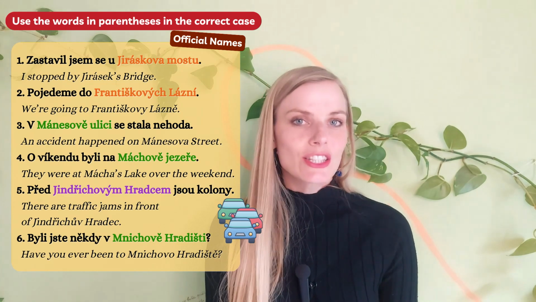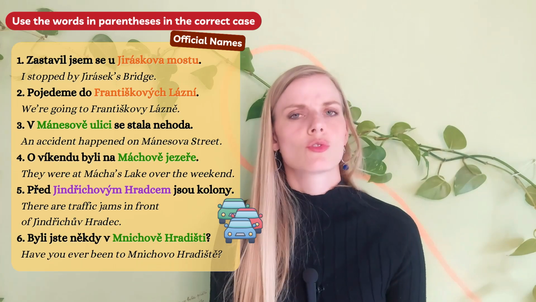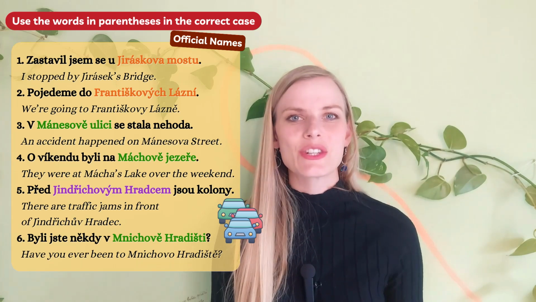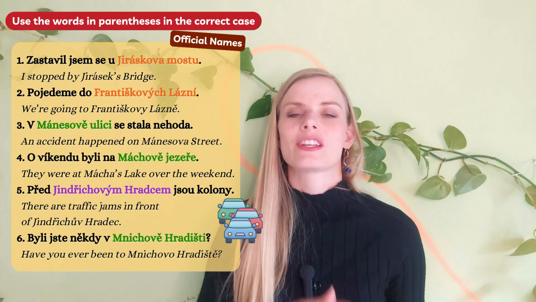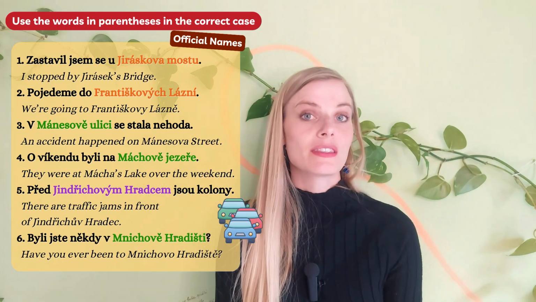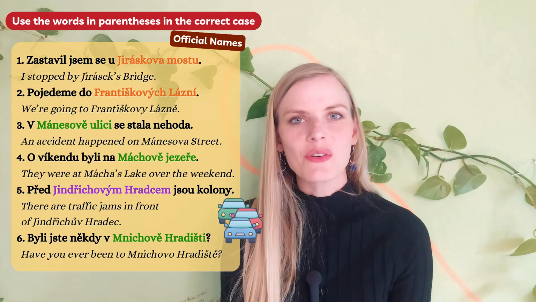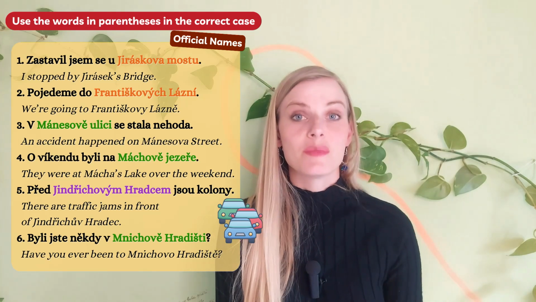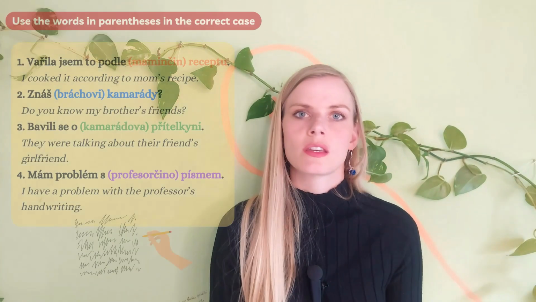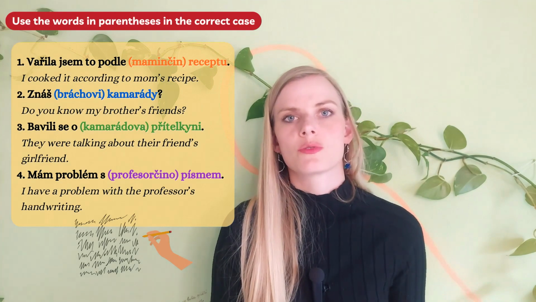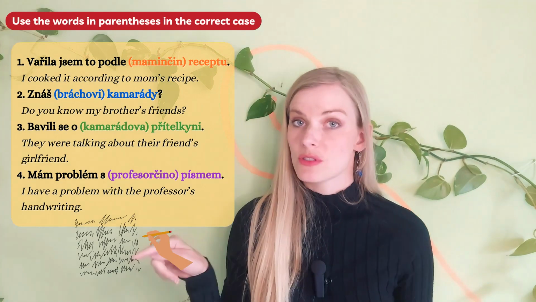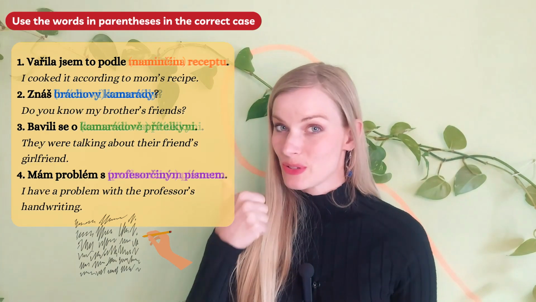Číslo 5. Před Jindřichovým Hradcem jsou kolony. Před Jindřichovým Hradcem. Číslo 6. Byli jste někdy v Mnichově Hradišti? V Mnichově Hradišti. And now one more short exercise. It doesn't contain official names, but these forms that we use for ownership. Pause the video again.